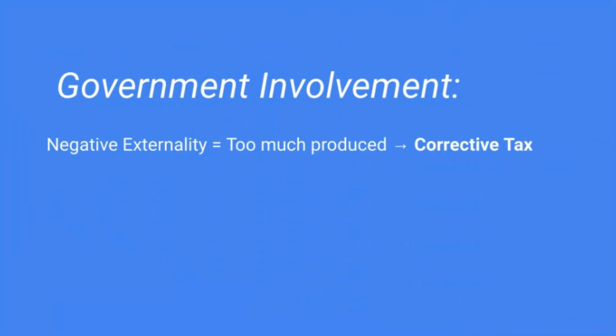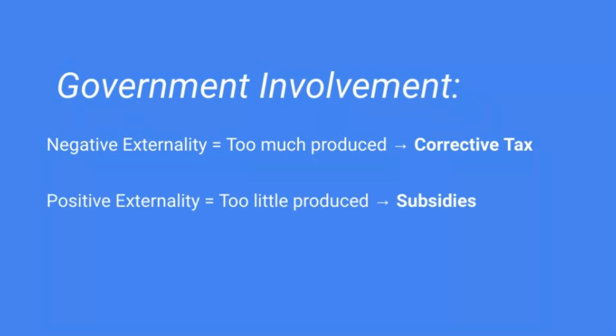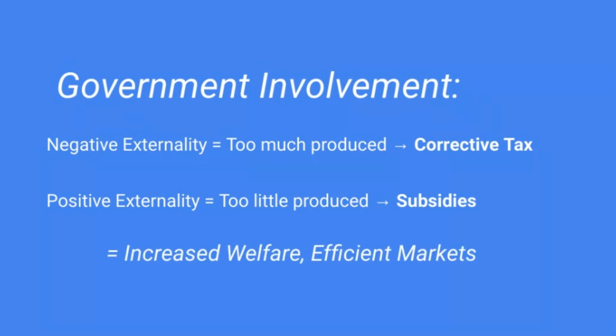If externalities exist, it's time for government involvement. Negative externalities mean too much is produced, so the government can enforce a corrective tax on producers that makes production more expensive, therefore lowering the quantity produced. Positive externalities face the opposite problem. Not enough is produced. This can be solved by subsidizing producers to make production cheaper, and therefore quantity produced increases. Both corrective taxes and subsidies correct market inefficiencies created by externalities, lessening deadweight loss and increasing total welfare.